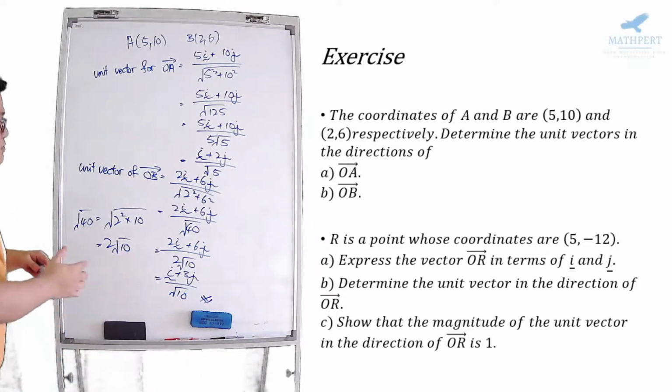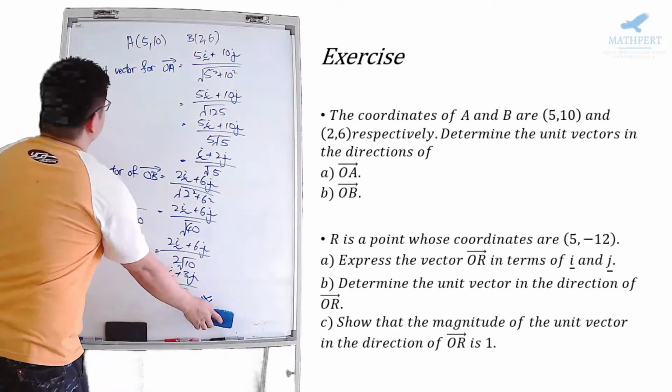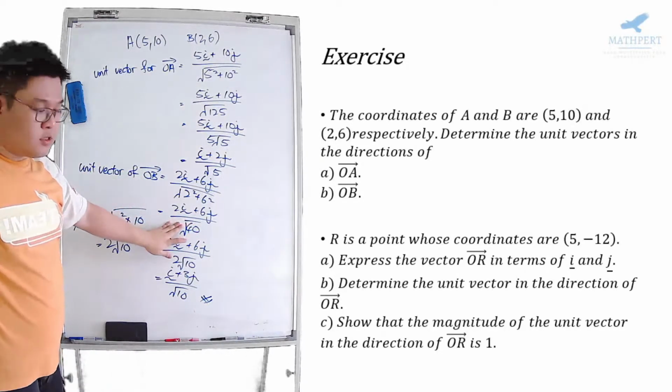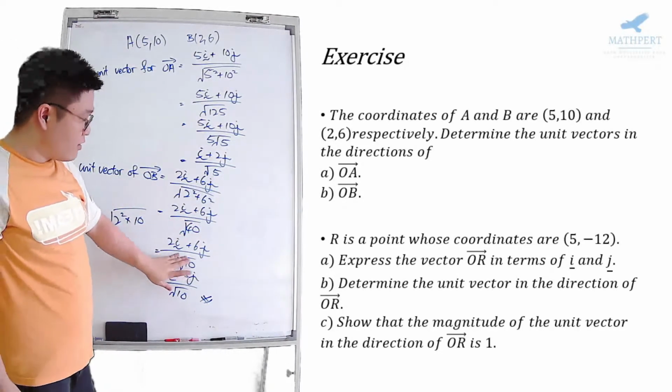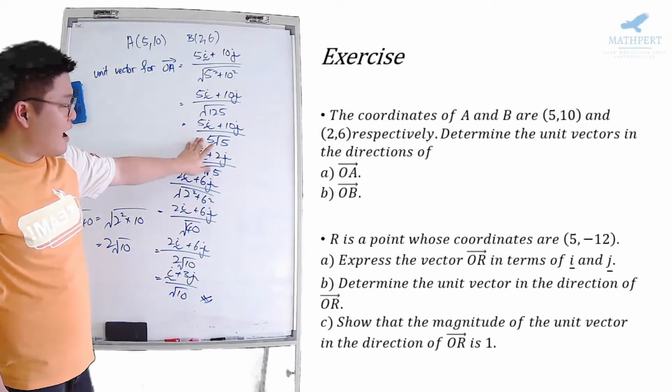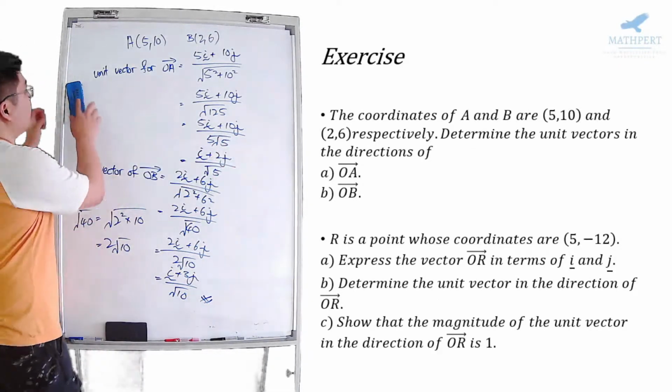So you can always check using your calculator. You press square root 40, it is equal to 2 square root 10. Square root 125 is equal to 5 square root 5.